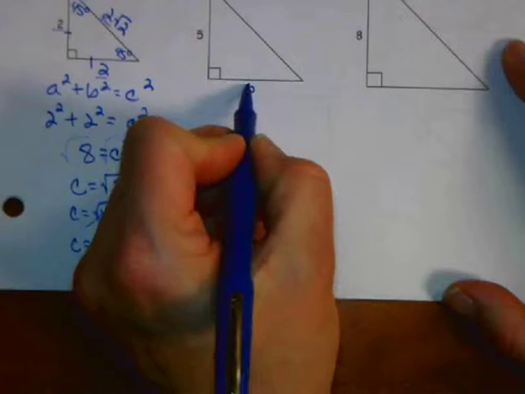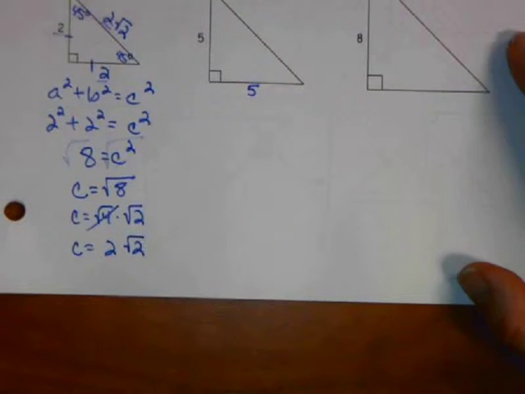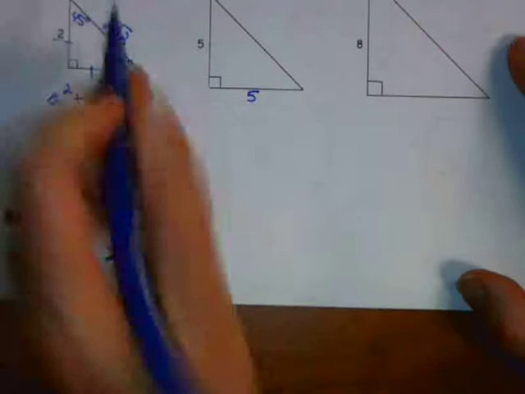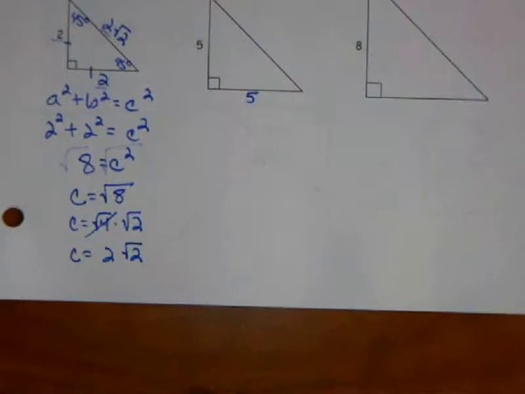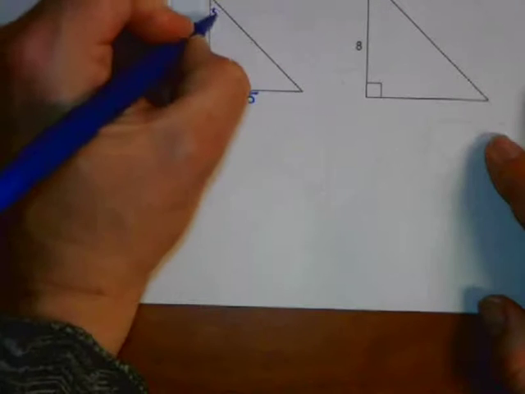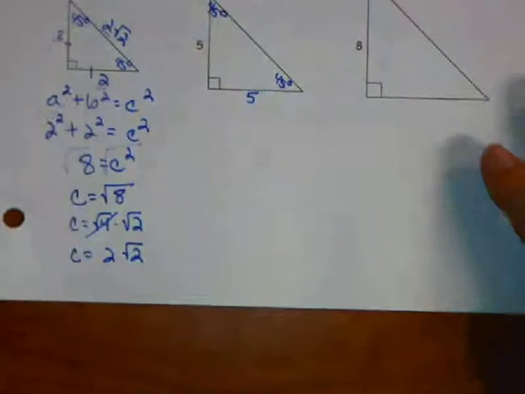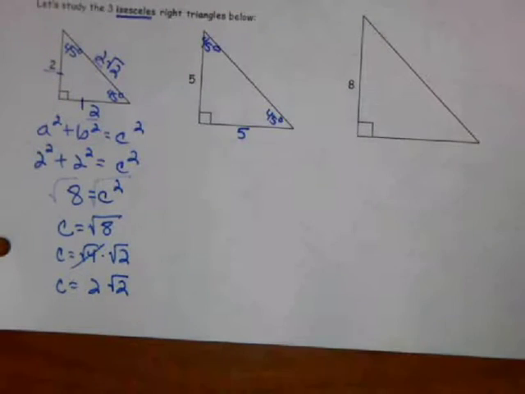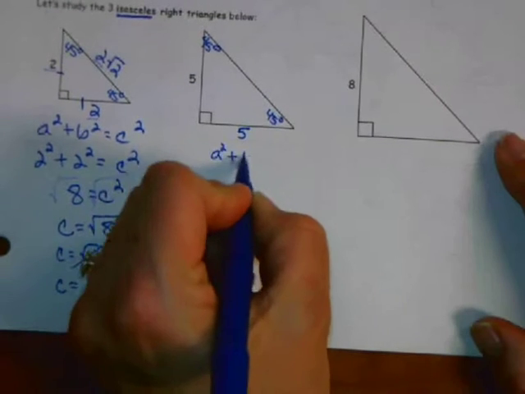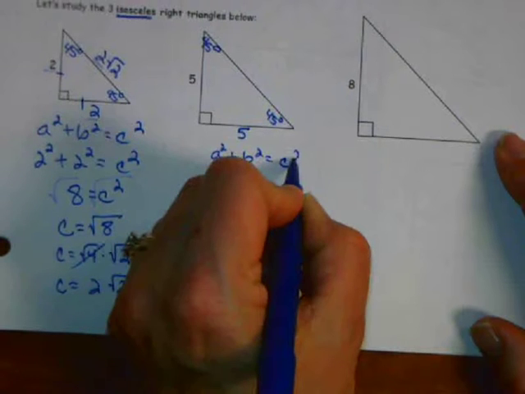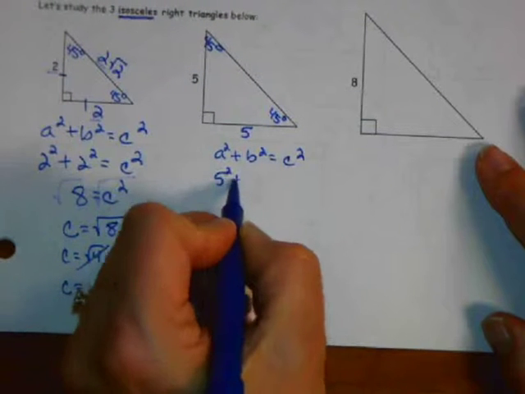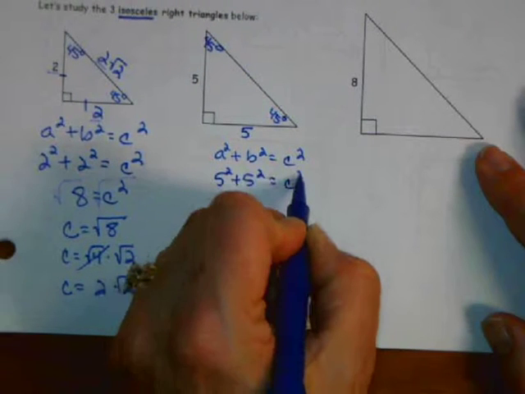So this is 5, therefore this is 5. Because they're isosceles. It told me they were isosceles. That means that this has to be 45 and this has to be 45. If I need to find C, I'm going to do the same process. I'm going to use the Pythagorean theorem, and let's see what happens. A squared plus B squared equals C squared. 5 squared plus 5 squared equals C squared.